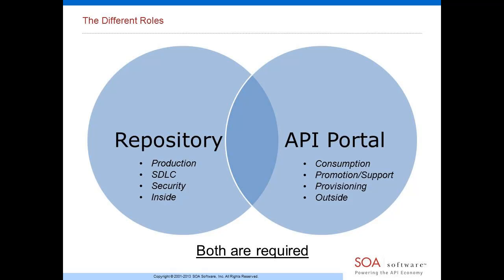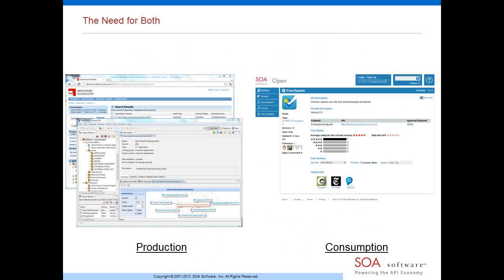And then we have the developer portal, which is primarily external. Well, the way that I like to look at it is that the repository is used for the production lifecycle of an API or service, and the developer portal is used for all of the consumption aspects of the API lifecycle. And the reason for this is quite simple.